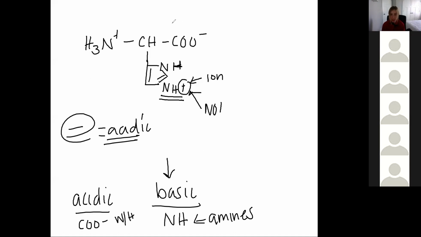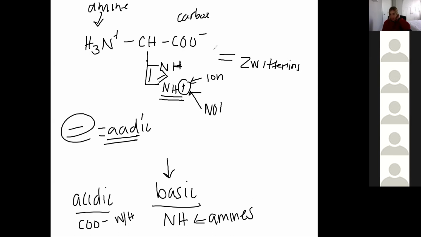Remember, that's why amino acids are zwitterions. You have the amine component, you have the carboxylic component, a plus and a minus. Zwitterion: two poles, a plus and a minus, and a molecule has both. This is why he mentioned zwitterions.